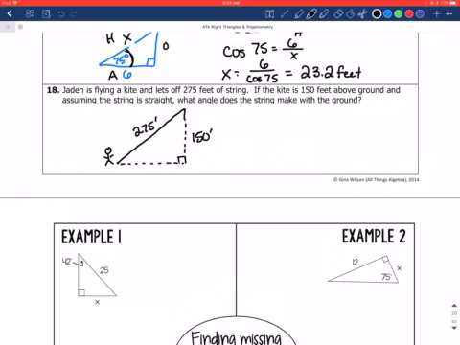Okay, so all we're asking, we're not trying to find that third side. If we were, we'd use Pythagorean theorem. All we're asking is what kind of angle does this string make with the ground? So there is our reference angle. 275 is hypotenuse. The ground is adjacent. 150 is opposite. So if we have opposite and hypotenuse, we're going to use sine.